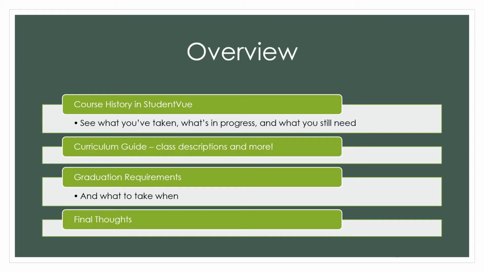In this video I will be talking about some helpful tools that you can utilize that will help you pick your classes. We will look at the Course History tab in STUDENTVUE, which is helpful in seeing what you've already taken, what you're currently taking, and what you still need to take. We'll also look over the curriculum guide, which provides class descriptions and a bunch of information. We'll also look at graduation requirements and what to take when, and then a few final tidbits at the end.